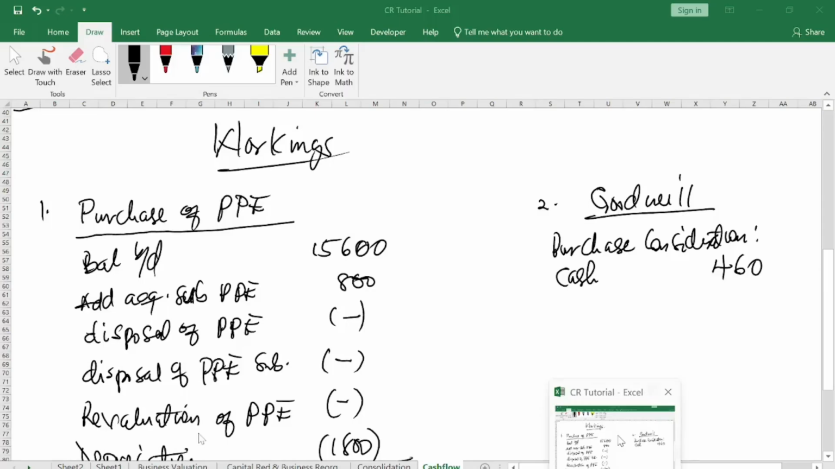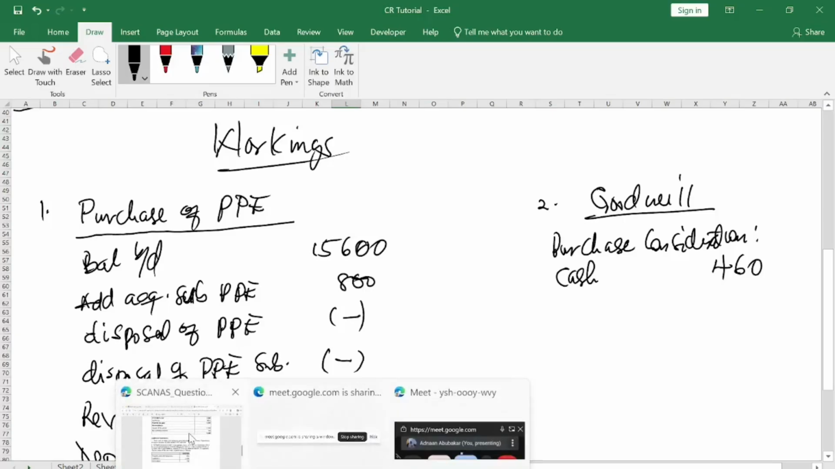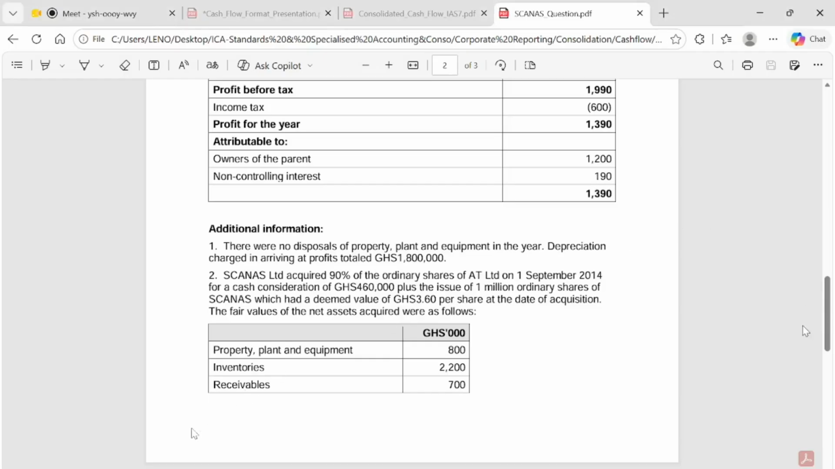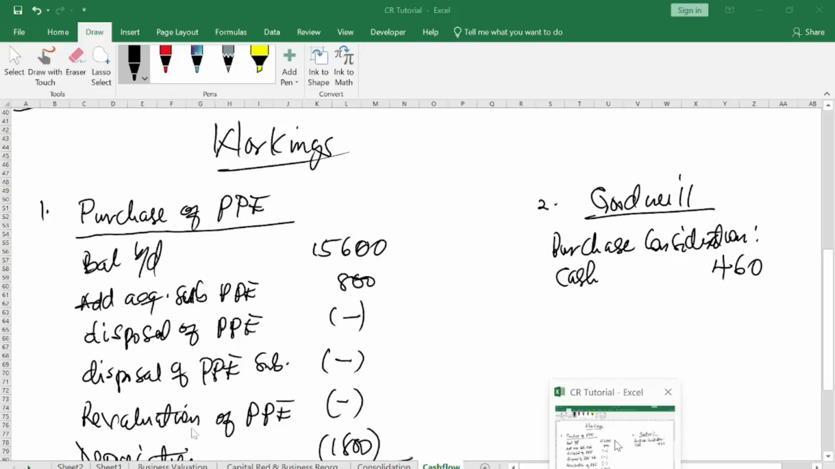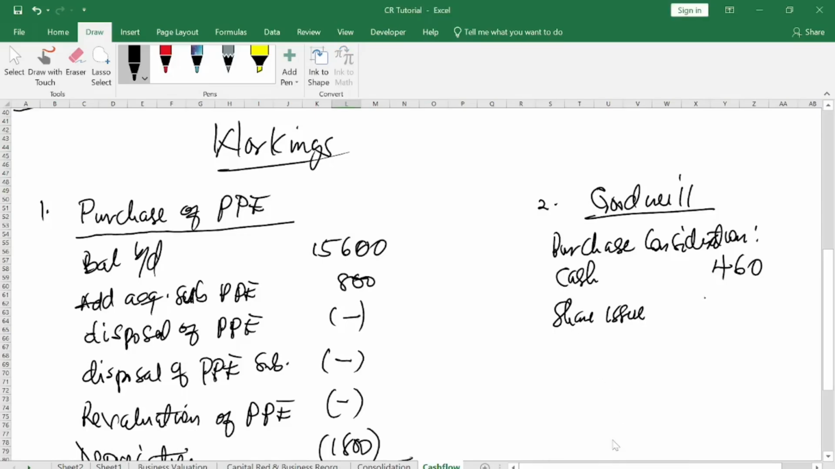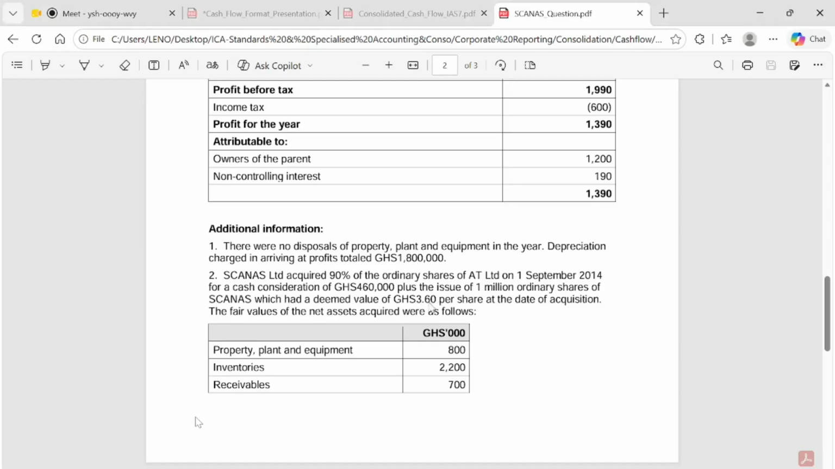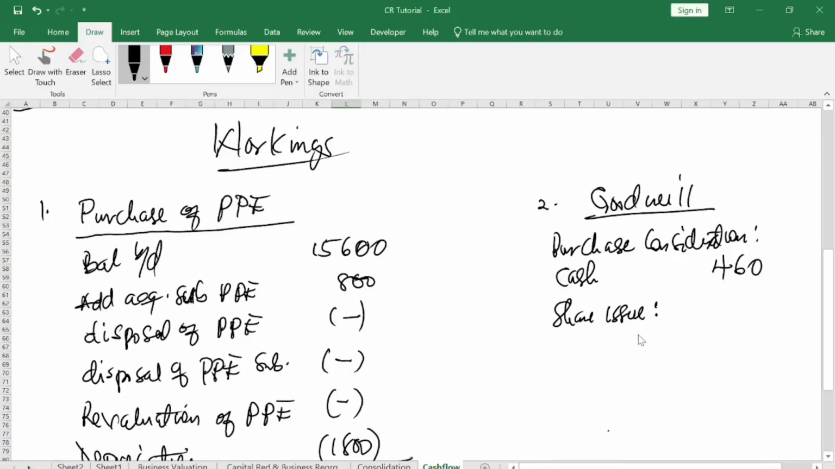Now the next item is that first they paid in cash 460, and second they also issued shares. They used shares. They issued ordinary shares. They issued the share at the price of 350 pesos at the date of acquisition. How many shares did they allot? The number of shares is 1 million shares that they issued to the subsidiary.